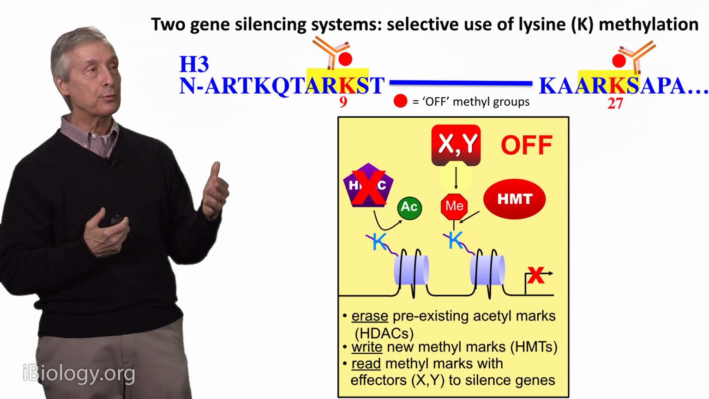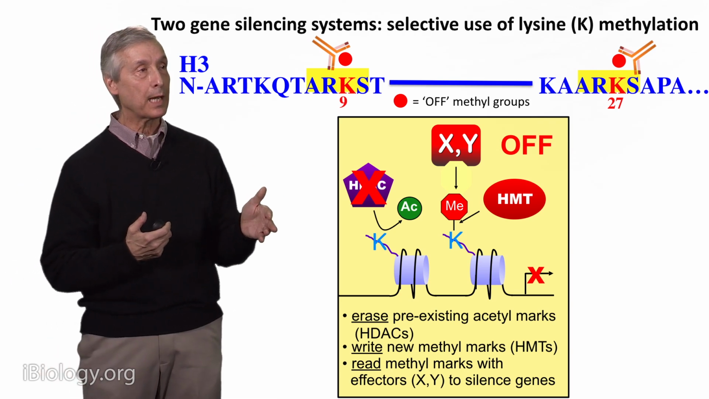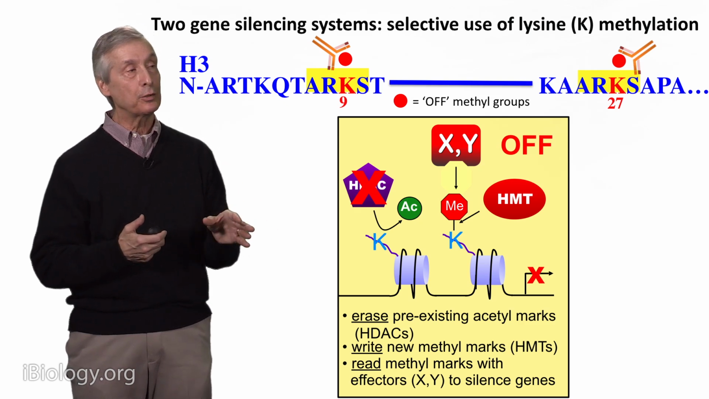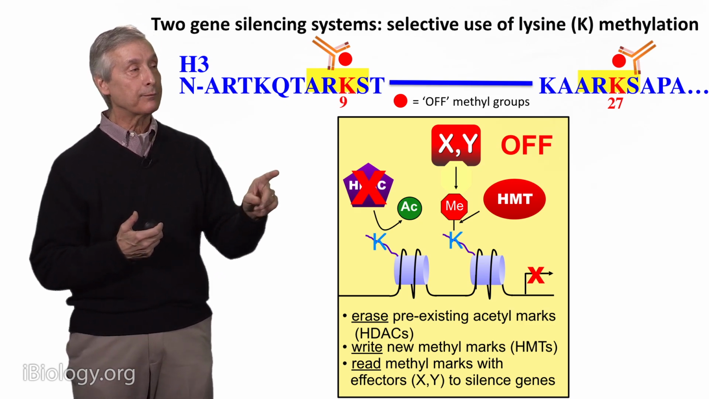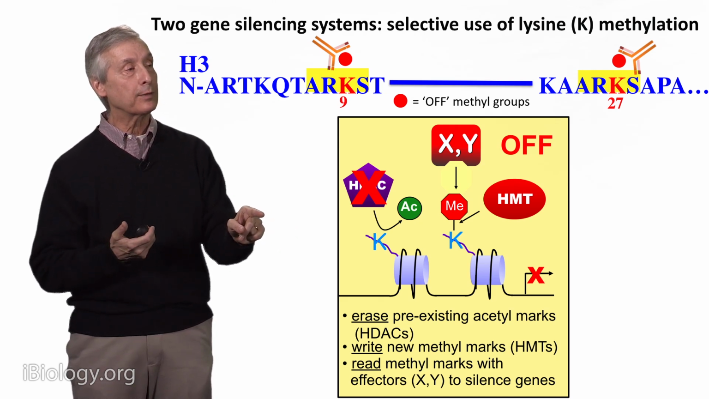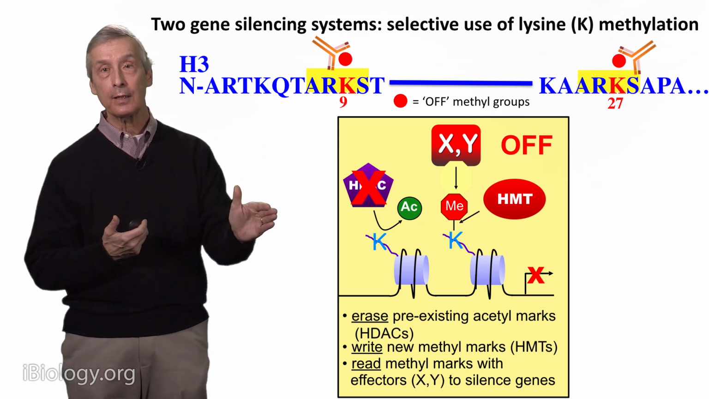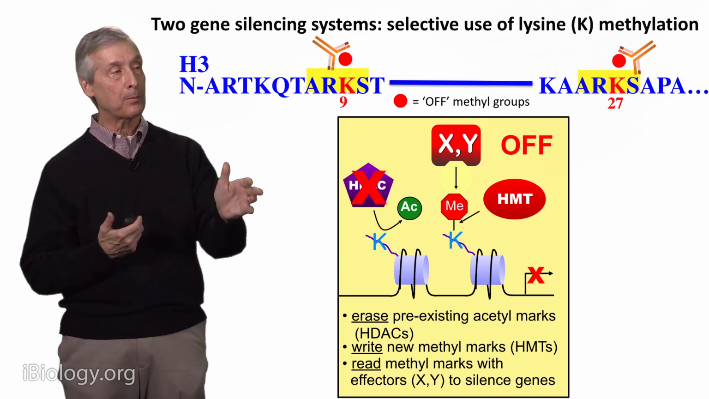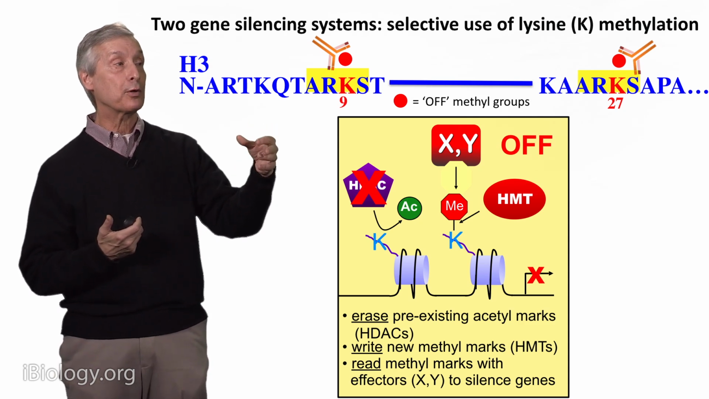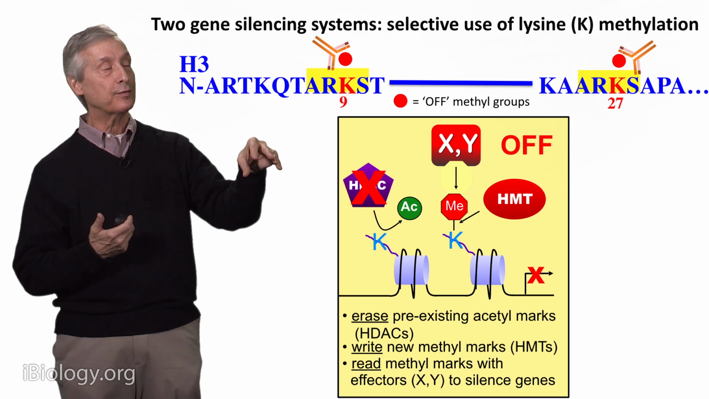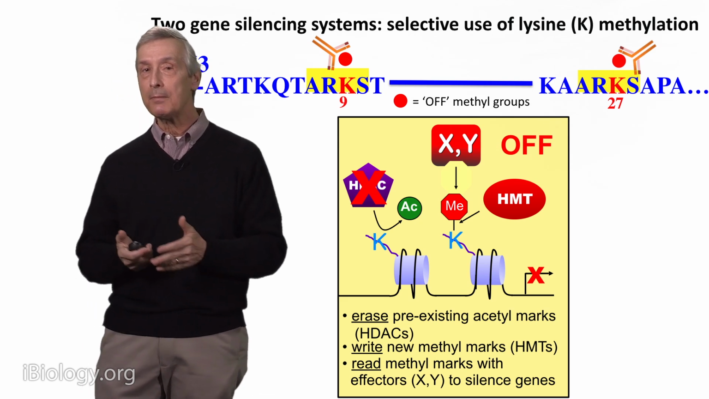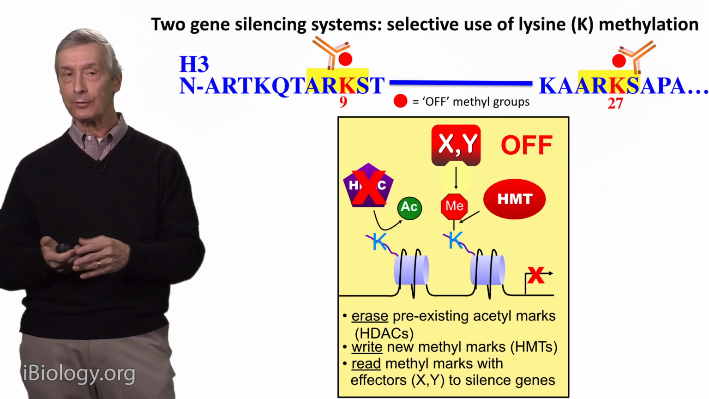And I need to remind you of a silencing paradigm that came up a little bit in my first iBiology lecture. When you want to silence genes and you use methylation, you ultimately have to remove pre-existing acetyl marks with histone deacetylases or HDACs. That sets the lysine up where it can now obtain a methyl mark by a histone methyltransferase, a writer. And then there are reader proteins, X and Y, that are being dictated here that read these methyl marks. So the question is, is a K9 methyl mark identical to a K27 mark?